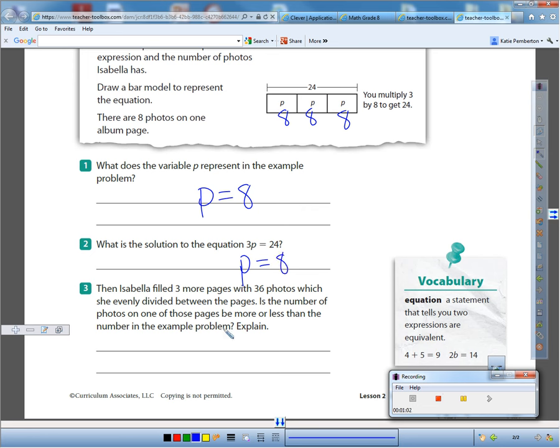If you look through the next problem here, Isabella filled 3 more pages with 36 photos, which she evenly divided between the pages. So really similar here. Up here we had 8 photos total on each page. So if there's 36 photos divided by the 3 pages, that would be why there's more photos per page, because 36 photos divided by 3 has to be more than 8 photos. So you could explain that here, something along the lines of 36 photos is greater than the 24 photos, so there's going to be more per page. Okay, I'm going to go to your next page here.